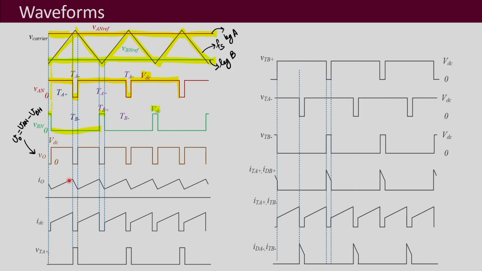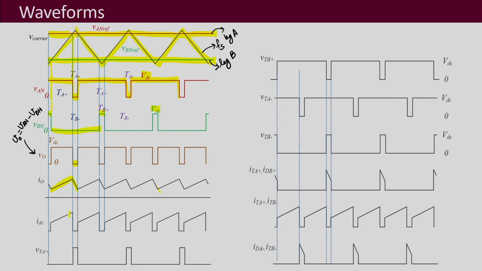Then we see the load current, assuming it to be an inductive load. Whenever the output voltage is positive, the current will be increasing, and that is what we see here. And then when the output voltage is 0, the current will decrease, and so forth, it will continue like this.